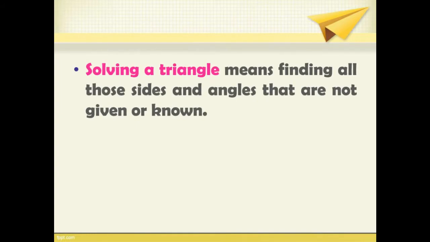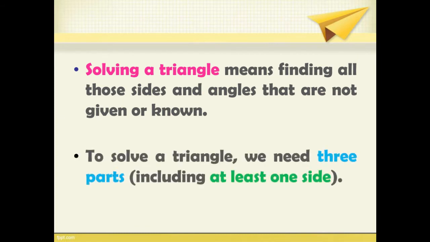Now, solving a triangle means finding all those sides and angles that are not given or known. To solve a triangle, we need three parts, and those three parts must include at least one side. So if one side and two angles are given, then we can solve the triangle. If two sides and an angle are given, then we can solve it. If three sides are given, then we can still solve the triangle. So take note that we need at least one side to be given for a triangle to be solved.